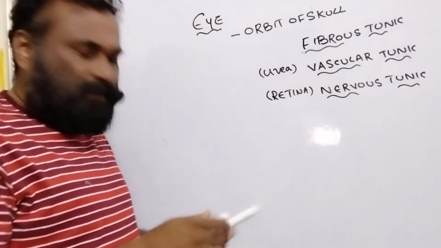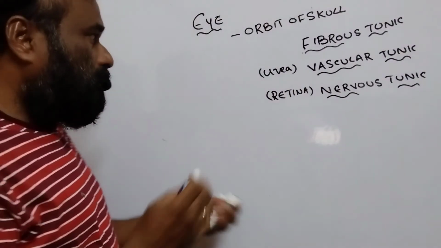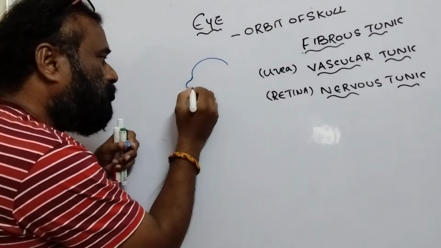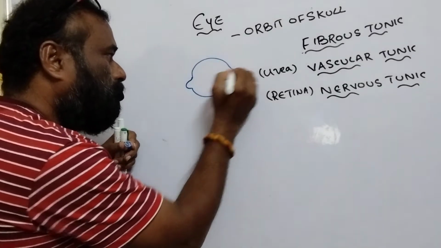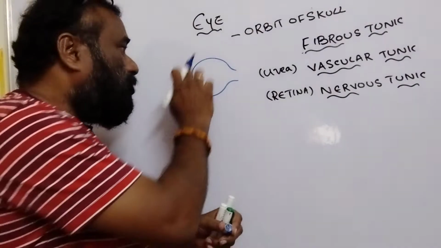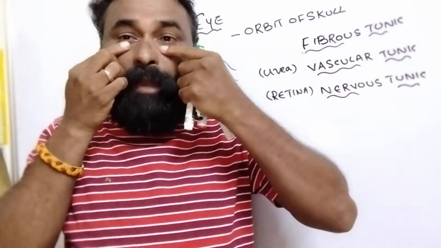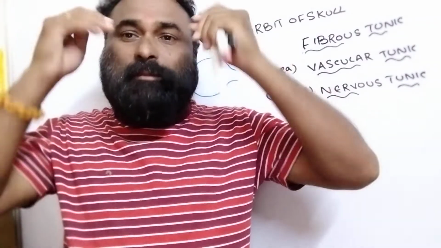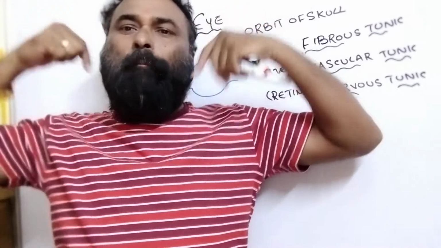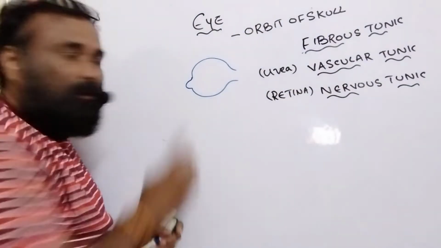So one by one I am discussing. First, let us go to the fibrous tunic. This is our eyeball. This is the anterior side, this is the posterior side. You see my eyeball. This is the anterior side of the eyeball, this is the posterior side of the eyeball.